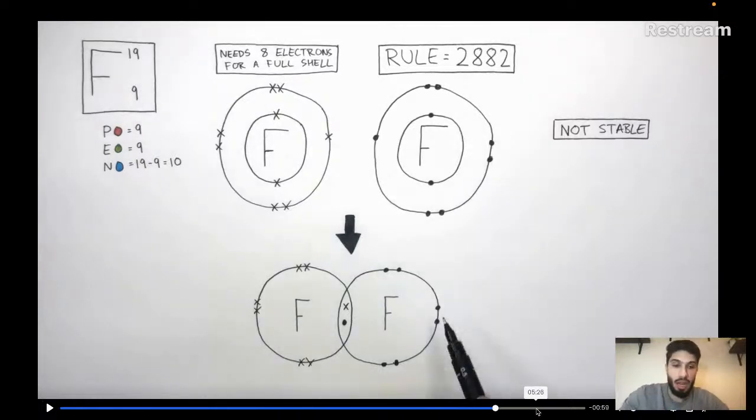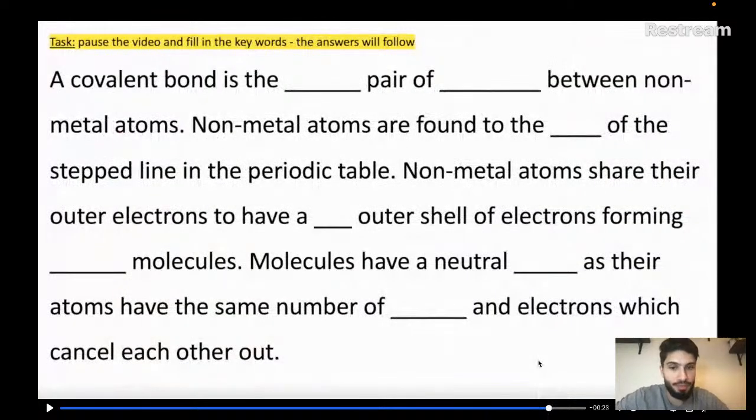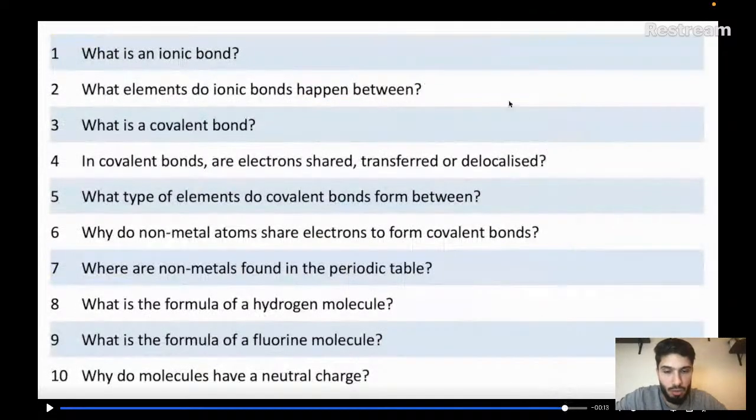Okay? Let's move on. Here is a gap fill. If you're rewatching this, pause it. The answer is about to follow. Here are the answers. Pause it to go through your answers. And then here are the questions. So pause this to do it in your own time.